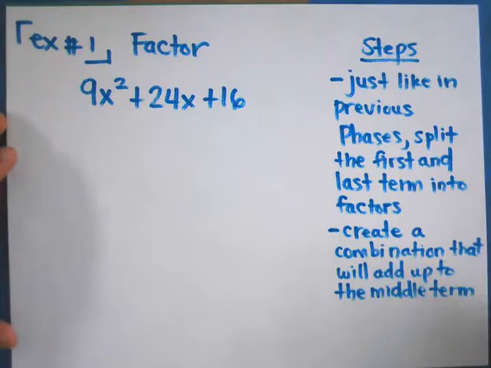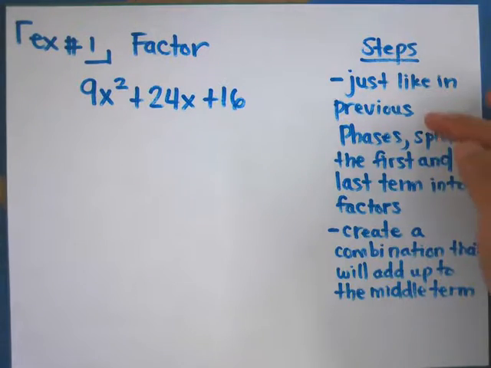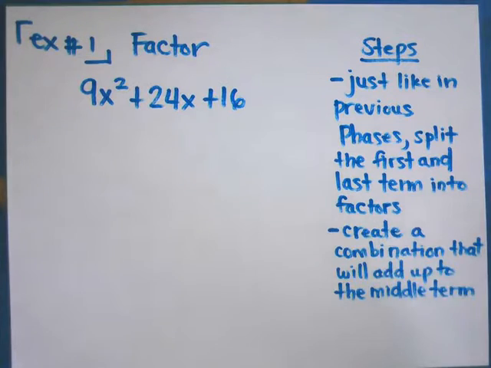Alright, we have a trinomial 9x squared plus 24x plus 16, and I'm just going to take a small shortcut and say, just like in the previous phases, if you have watched them, I want you guys to split the first and last term into factors, and then create some sort of multiplicative combination that will add up to the middle term. And so that has been the staple format pretty much for all of these phases. Let's go try this one out.